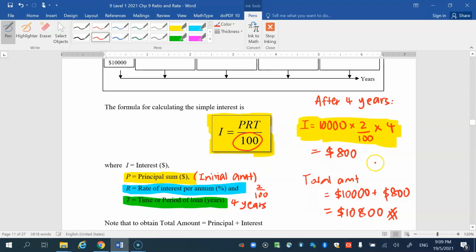So this is how you find your interest. You use I equals to PRT over 100 and then you get the answer. But this is only the interest. If you want to find the total amount, you still must take the principal amount which is 10,000, right? And add it to the interest and you get 10,800.